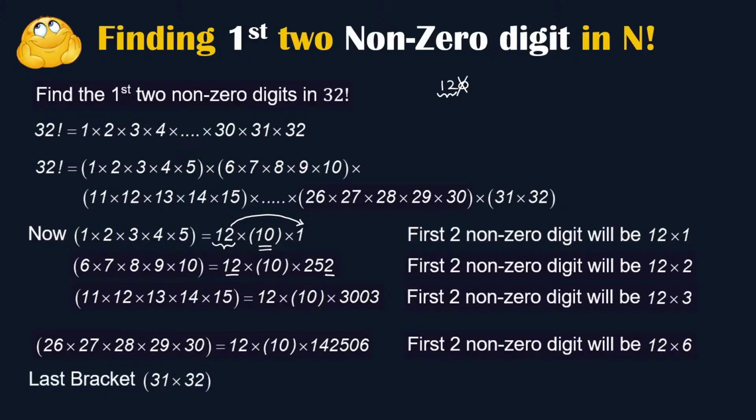Now if you remember, for the first non-zero digit we only considered 1 into 2, because the first non-zero digit will come from 1 into 2 itself. That was factorial 2. But in this case we have to consider both the numbers because we need 2 non-zero digits. Therefore the 2 non-zero digits will come from 31 into 32. We cannot eliminate any digit from here. Have you understood this, right?